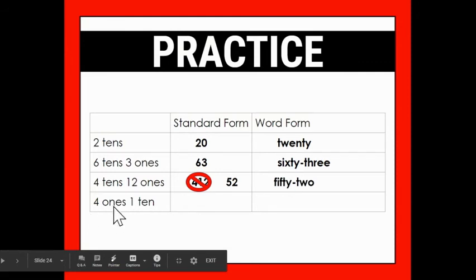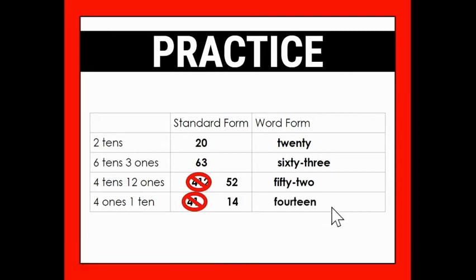Our last one is 4 ones and 1 ten. Were any of you thinking the number was 41? Wait a minute, I switched the ones and tens on you this time. It's not 41. I have 1 ten, 10, and 4 ones, 11, 12, 13, 14. Hopefully you got 14. And in written form, it looks like this, 14.